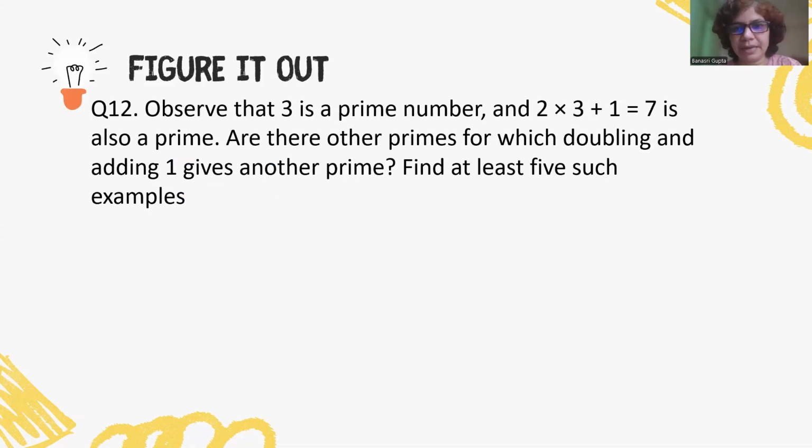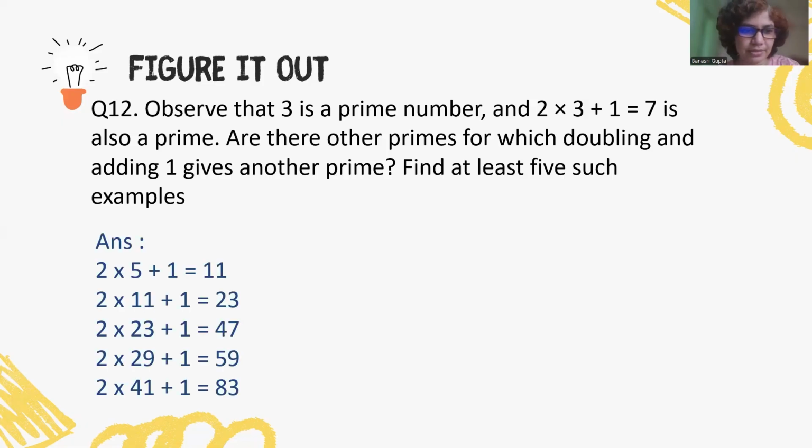Observe that 3 is a prime number and 2 into 3 plus 1 is also a prime. Are there other primes for which doubling and adding 1 gives another prime? Find at least 5 such examples. So these are a few examples. You can find more.